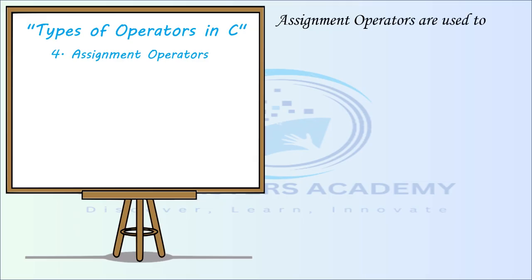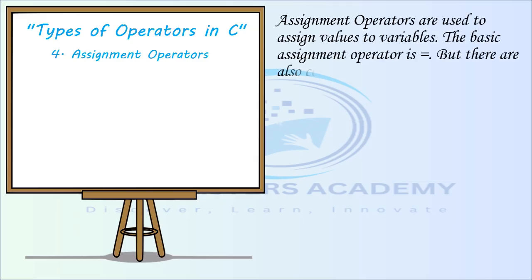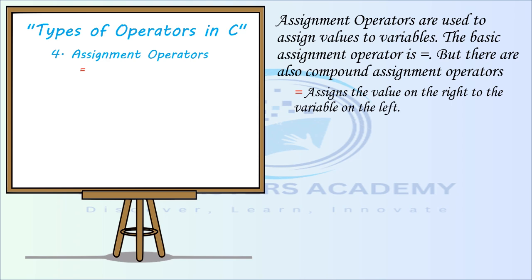Assignment operators are used to assign values to variables. The basic assignment operator is the equal sign. But there are also compound assignment operators. The equal sign assigns the value on the right to the variable on the left.